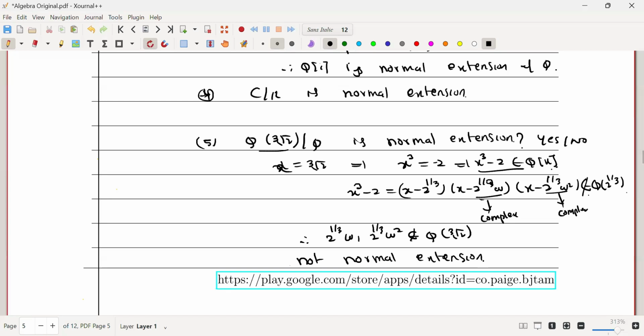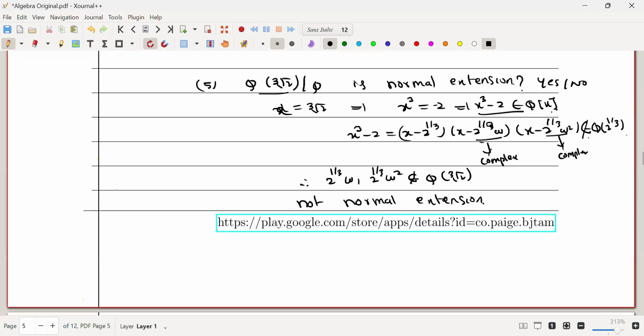So which is an example of a separable extension but not a normal extension. We already discussed this. It is a separable extension. So therefore, Q of cubic root of 2 over Q is a separable extension, but not a normal extension.